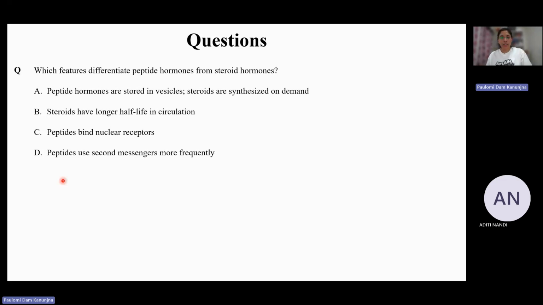Okay, next. This is important and this is what is also relevant. What is the feature that differentiates peptide hormones from steroid hormones? Let's do this quickly. So remember when we discussed which receptors these particular hormones bind to, that will give you a lot of cues here. A, okay. Any other option?